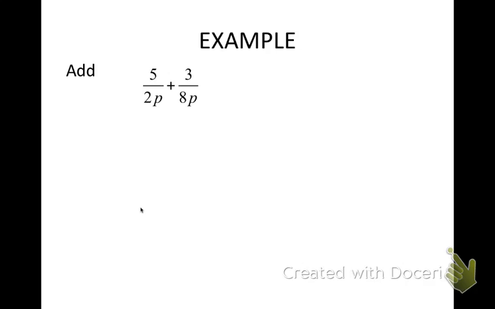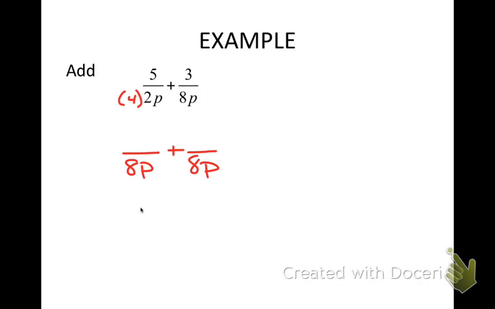So let's focus on the variable first. They both have a p, so that's good. But this one has an 8 and this one has a 2. So what can I do to 2p to make it become an 8p? Multiply it by 4, right? 2 times 4, yeah. So if I multiply this by 4, then that denominator would be an 8p, and this denominator would still be an 8p.